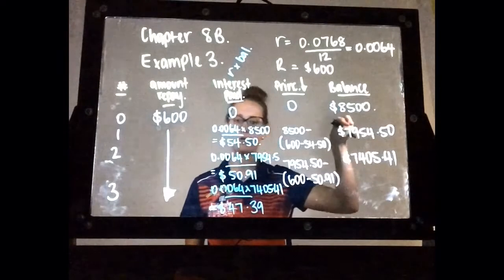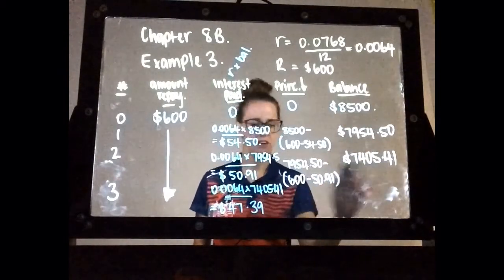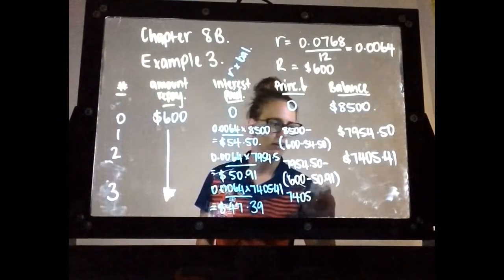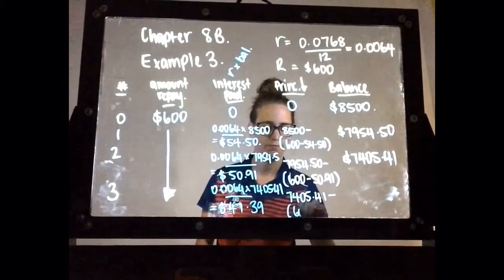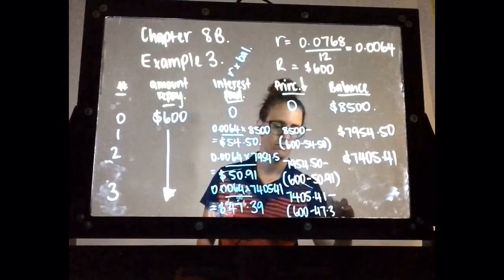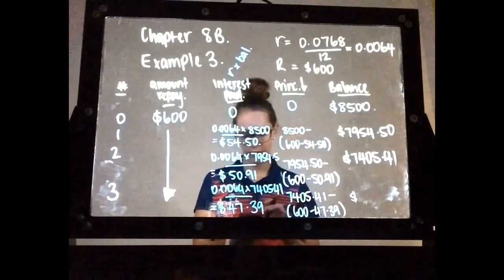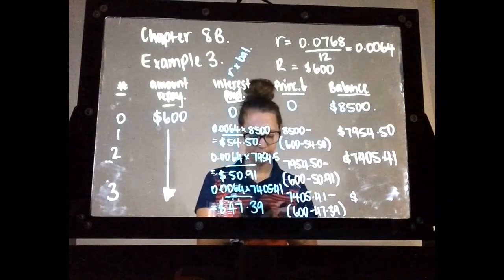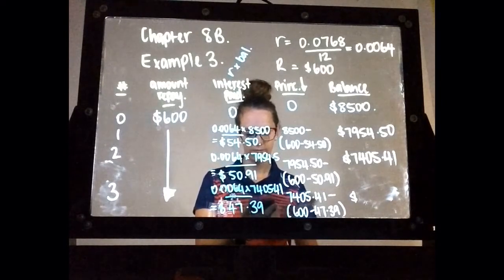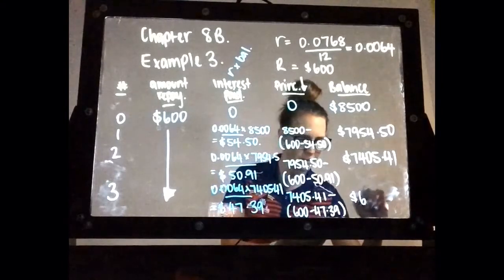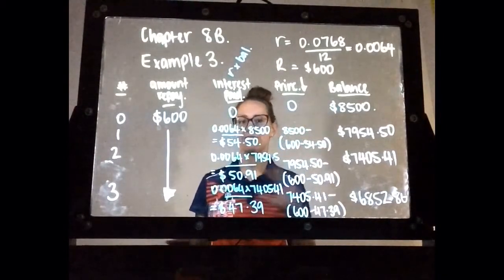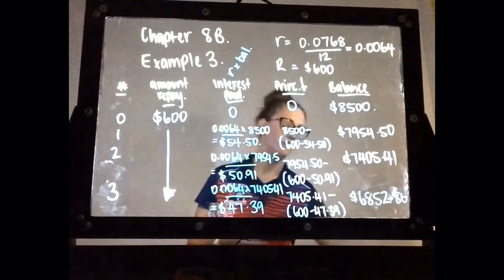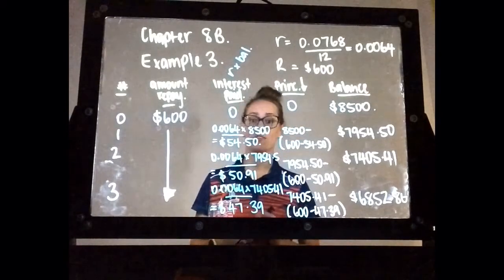Now I'm working in my reduction of the principal. Again, 2 steps forward, 1 step back. So I'm going to use my previous balance, 7405.41, minus the difference between my repayment and my interest. So when I go to put that into my calculator, 7405.41 minus, I get $6,852.80. So what I'd like you guys to do now is go through and finish that example before moving on to the remaining questions in this chapter. Look forward to seeing you in the next video.